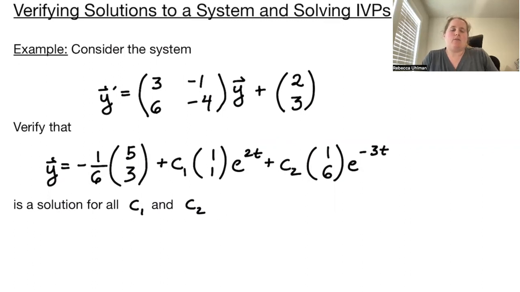Verify that y equals -1/6 times the vector 5, 3, plus c1 times the vector 1, 1 times e to the 2t, plus c2 times the vector 1, 6 times e to the -3t is a solution for all c1 and c2.